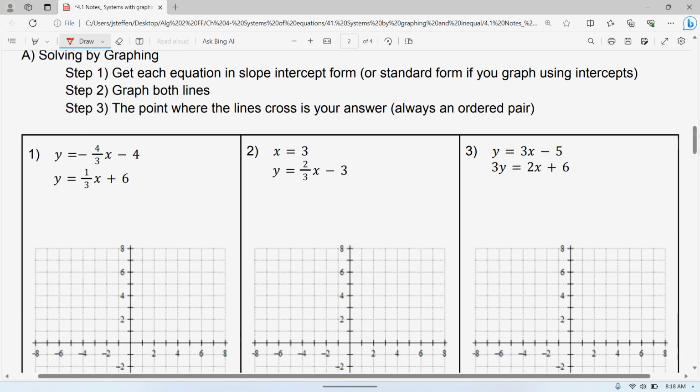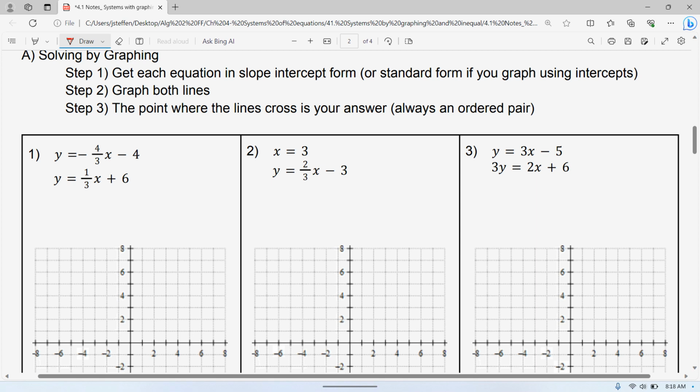Okay, so now let's get into solving by graphing. So step one, get each equation in slope-intercept form. If you want to use standard form and use the x and y intercepts, you can. You're more than welcome to. I never do that, and the main reason is because I like to do the same thing every time, and so I just like to get it in slope-intercept form. I'm more familiar with it, but again, you certainly do not have to. Step two, you're just going to graph both those lines, and then wherever the lines intersect is your answer. It should always be an ordered pair.